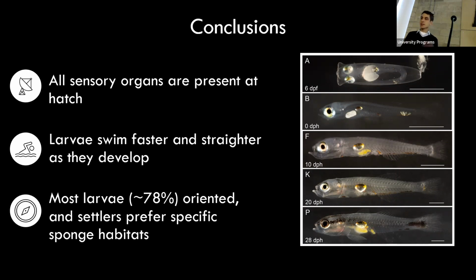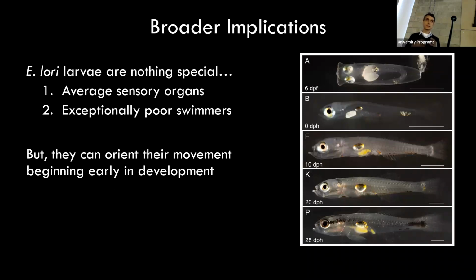Okay, and so these behaviors may help to explain that short distance pattern of dispersal that we found for this species. I think this work has broader implications for natal dispersal and connectivity in marine fishes. Ultimately, I think I made it clear that these gobies, they're not that special. Their sensory organs are pretty standard for different marine species, and they're effectively terrible swimmers, right?